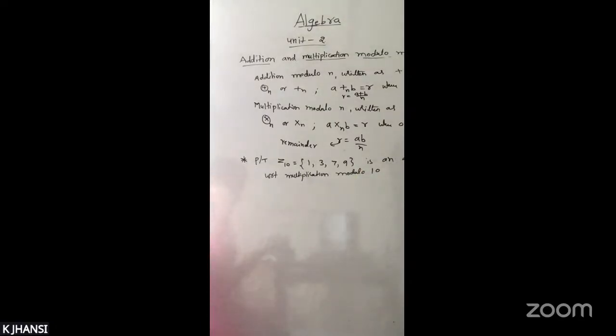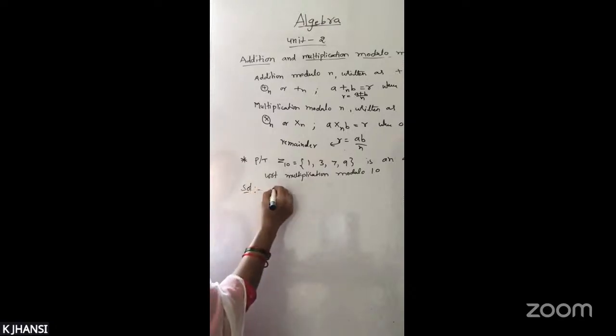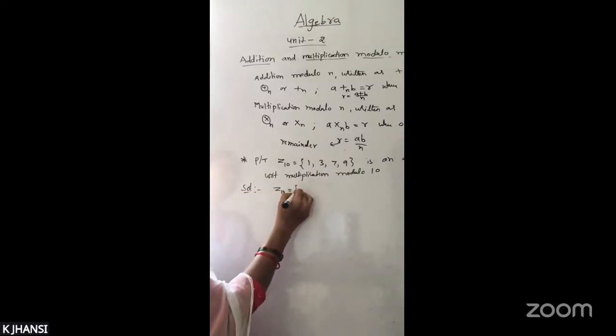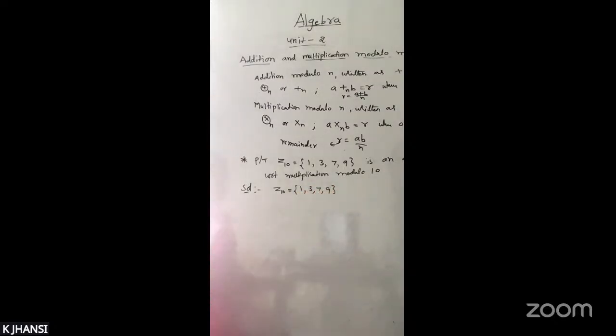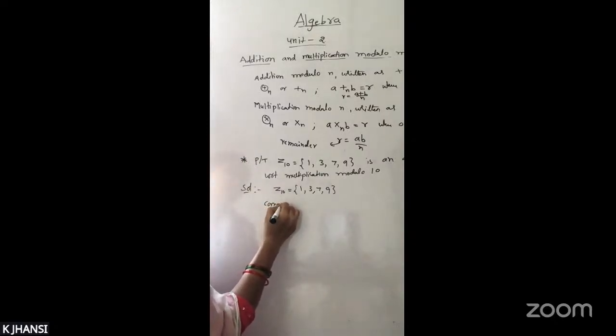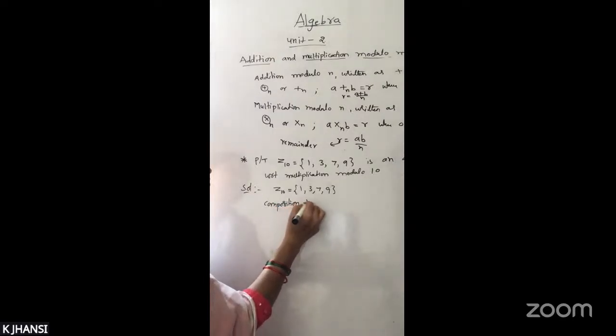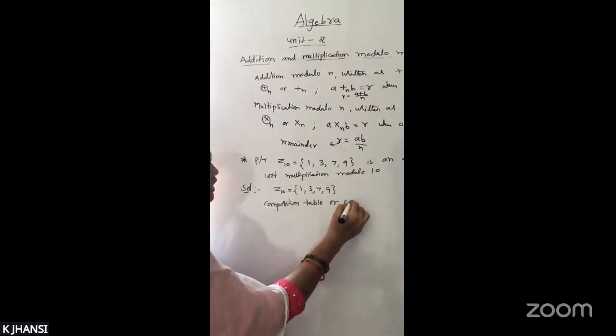Okay, so first, whenever it is asked like this, you have to frame the composition table. Multiplication is the operation here. With respect to that, you have to find the composition table. Solution: given Z10 is equal to {1, 3, 7, 9}. So the composition table, or we call it Cayley's table.